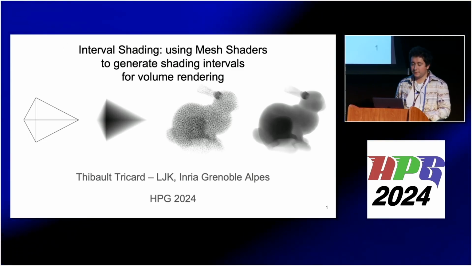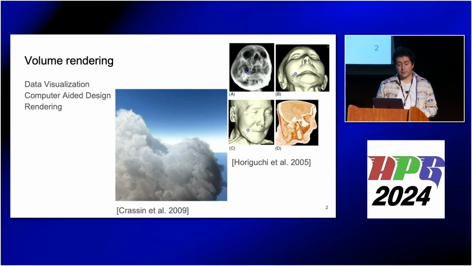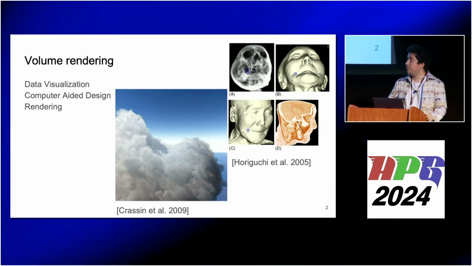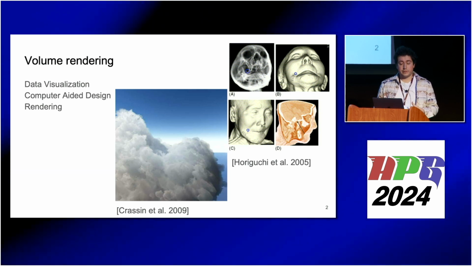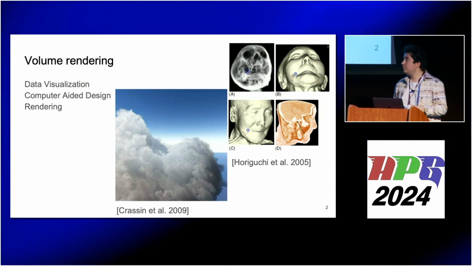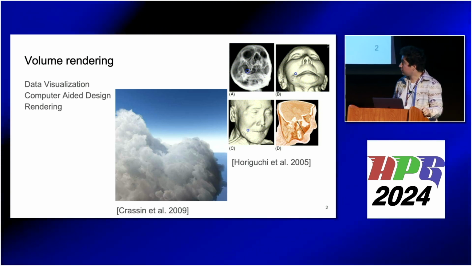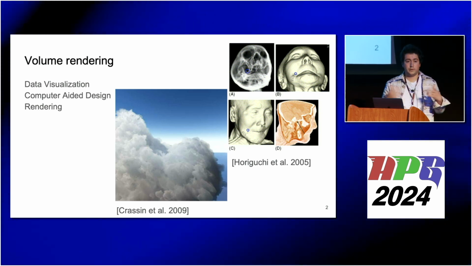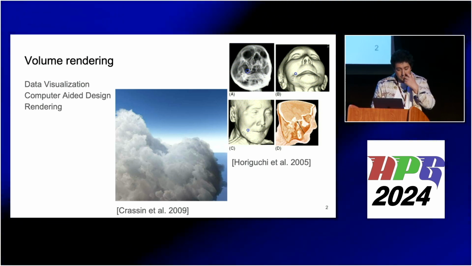I'm going to talk a bit about volume rendering and hardware acceleration. So first, volume rendering is something that is very popular in computer graphics. It can be used for data visualization or representing computer-aided design scenes, but also for typical rendering of cloud, smoke, and other types of effects. There are many ways to do so.